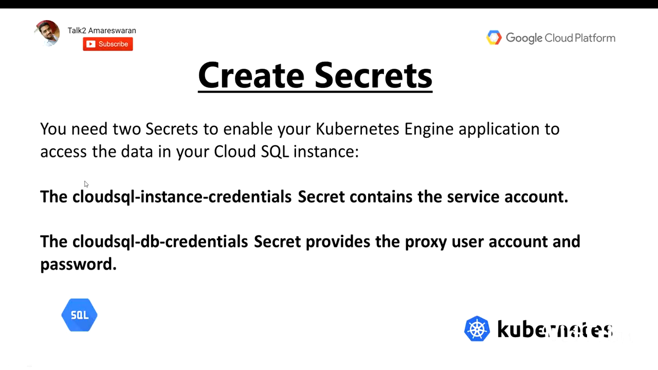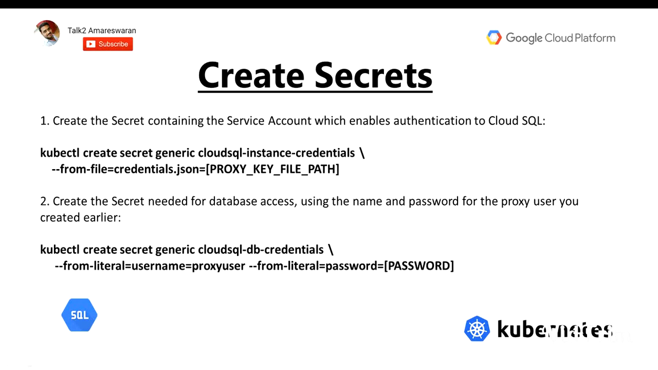So the next step, you have to create secrets. You need to create 2 secrets to enable your Kubernetes Engine application to access the data in your Cloud SQL instance. The Cloud SQL instance details secret contains a service account. The Cloud SQL DB credentials secret provides a proxy user account and the password. So you have to create 2 secrets.